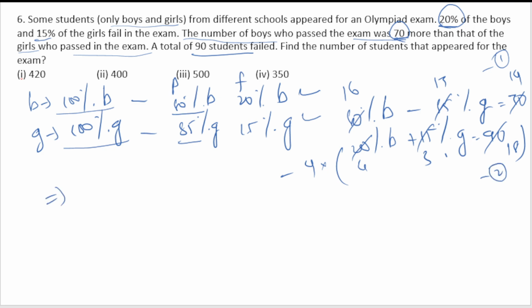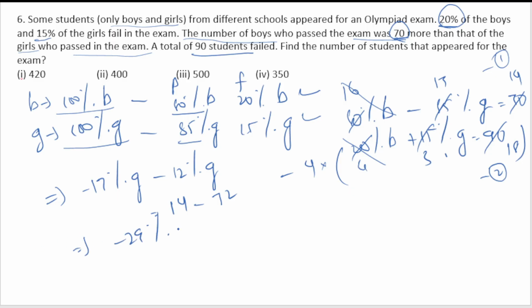If you subtract, we'll get 16% B minus 16% B, it will be 0. And minus 17% G minus 4 into 3, 12% G is equal to 14 minus 4 into 18. It is minus 72. Okay, so here we'll get minus 29% G is equal to minus 58. Here minus and minus will be cancelled. Here 1% G is equal to 58 by 29. It is 2. So 1% G is equal to 2.